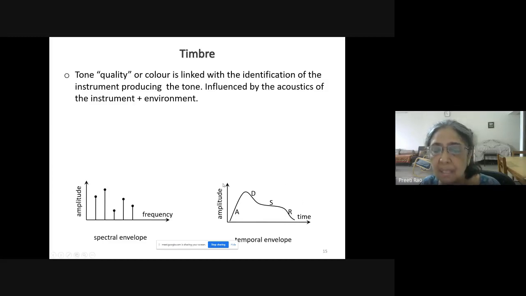Okay, so this envelope in time, as to how the energy of the sound varies in time, is also important to the quality of the sound. From that envelope, we can tell, for example, is it a plucked string instrument or is it a bowed instrument, and so on. And of course, the spectral properties are already mentioned. It's about how the amplitudes are distributed across frequency. Okay? So this is called the timbre. The other word for timbre is the tone quality or the color, and in music it is usually linked to the identity of the instrument that is producing that particular tone.